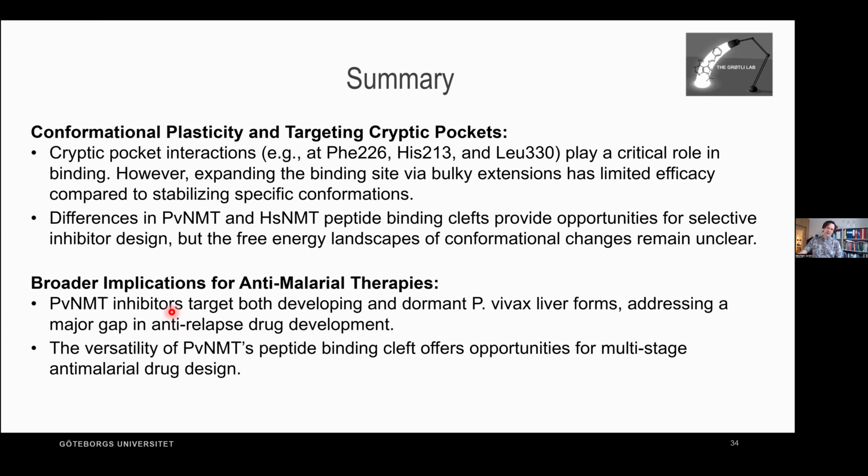And if you look at this in a broader sense, I would say that I showed you data indicating that if you can get the selectivity, this might be useful for treating both blood stage and liver stage, including the dormant P. vivax liver forms. And we don't really have any good drugs for doing that due to a mutation of a certain enzyme that many people have. And this versatility of the NMT peptide binding cleft offers opportunities for multistage anti-malaria drug design, meaning covering both liver stage and the blood stage.